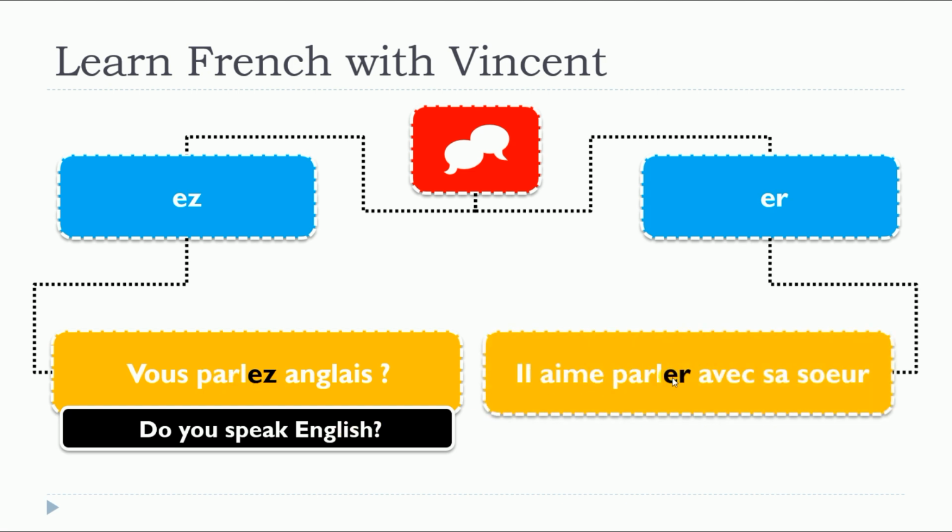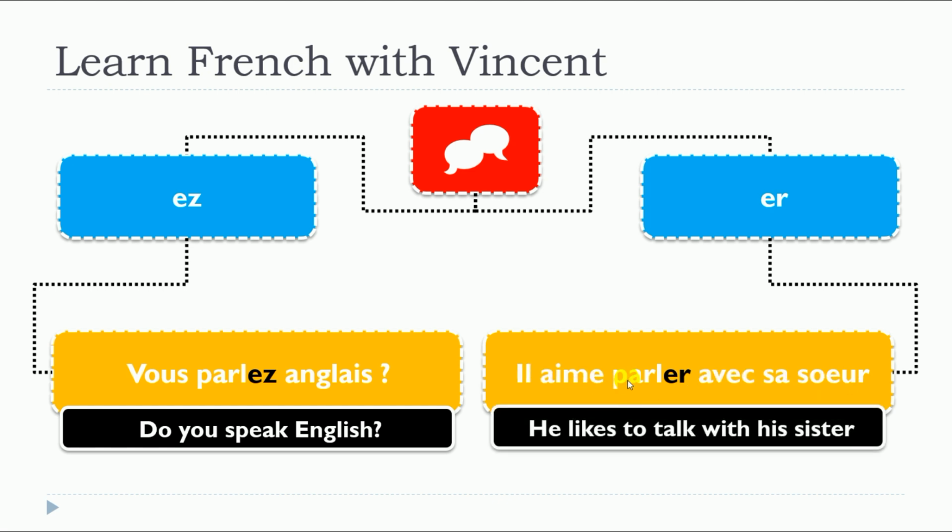Il aime parler avec sa sœur. As you can see here, parler, second verb, the first one is aimer, conjugated in the third person of the singular, il aime, then the second verb should be in the infinitive, and this is the case here, parler, er.